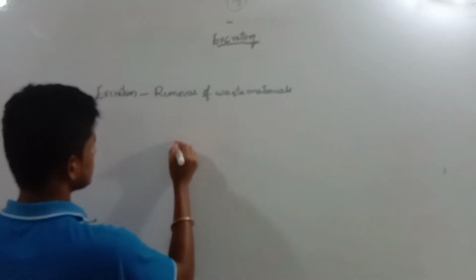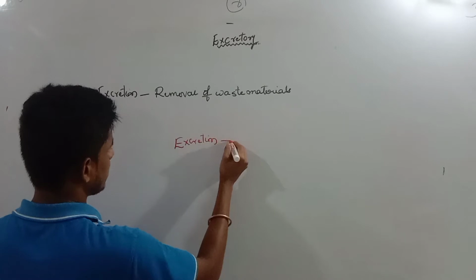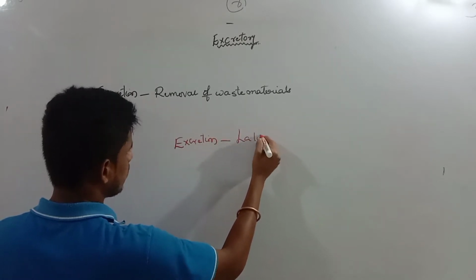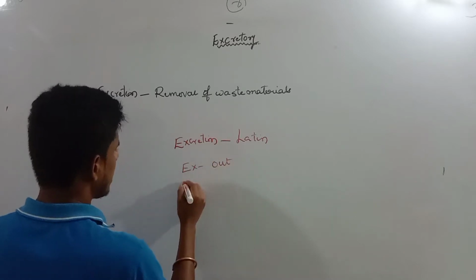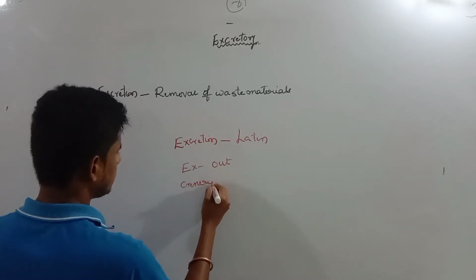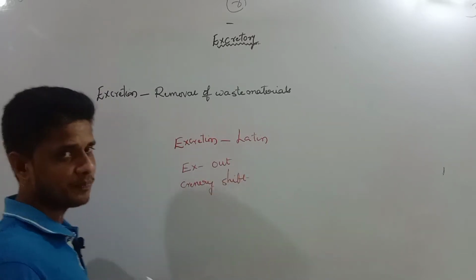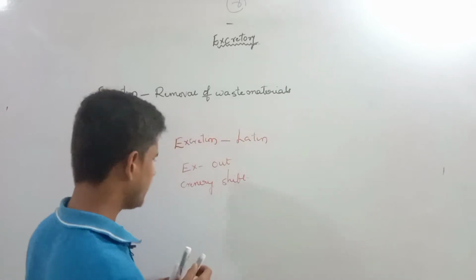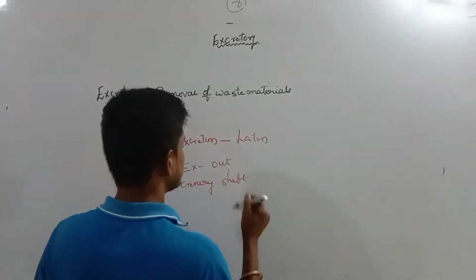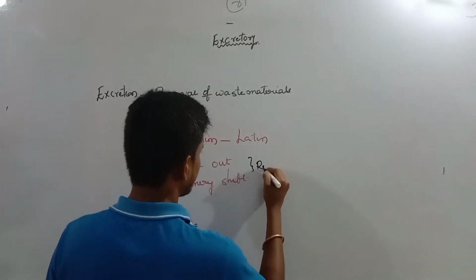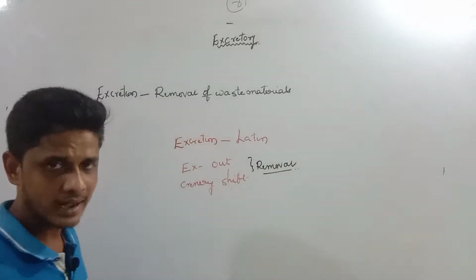The term excretion is derived from the Latin word. Here ex means out and crenere means sift. So let's combine these two words, sift plus out, sift out. Here sift out means removal. So removal of the waste material from our body is called excretion.